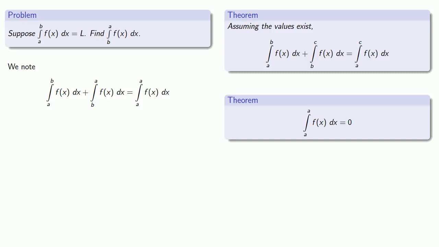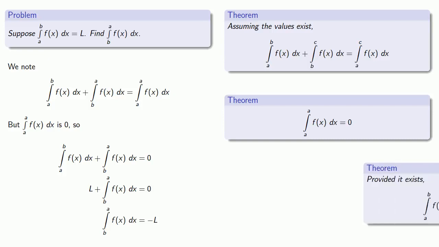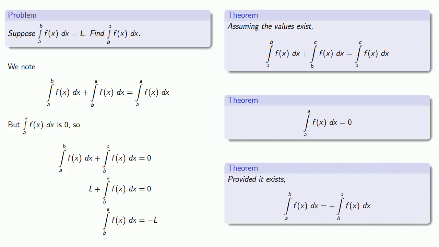But we know something about the definite integral from a to a. It's equal to 0. And so that means I know that the sum of these two integrals is 0. Since I know the first integral is L, I can solve for the other integral. And that tells me that changing the direction of integration changes the sign of the definite integral.